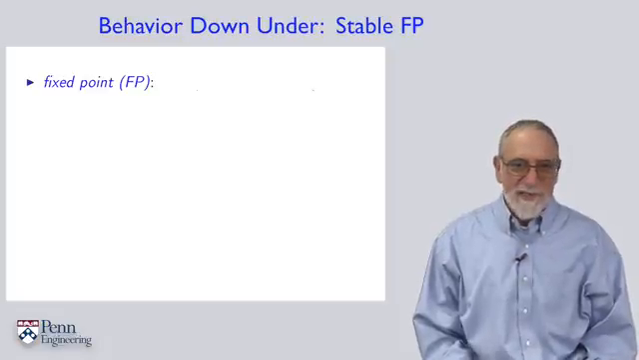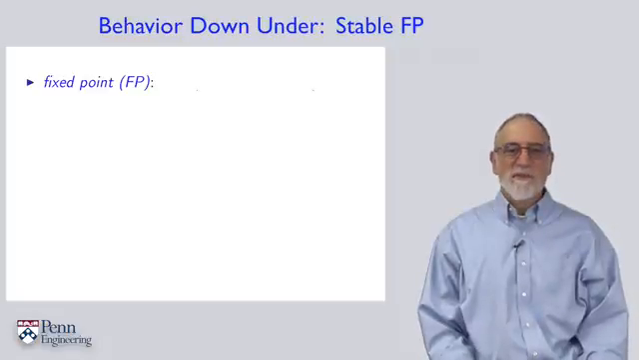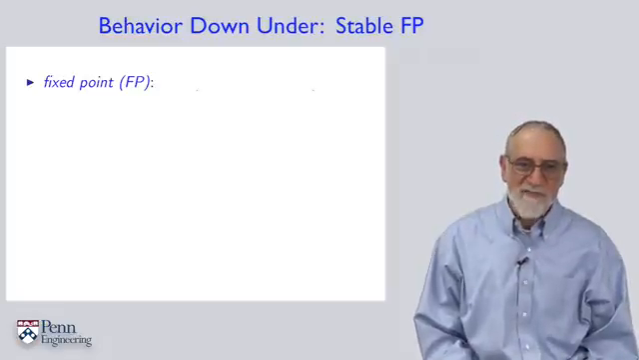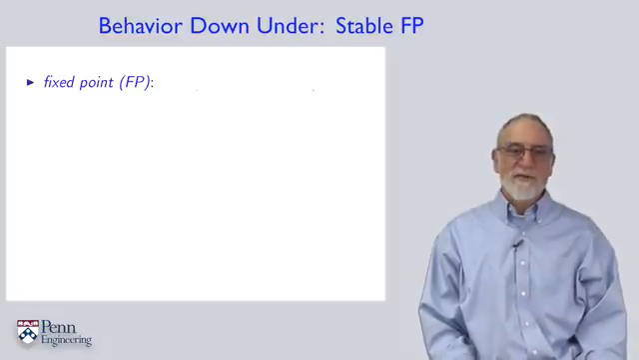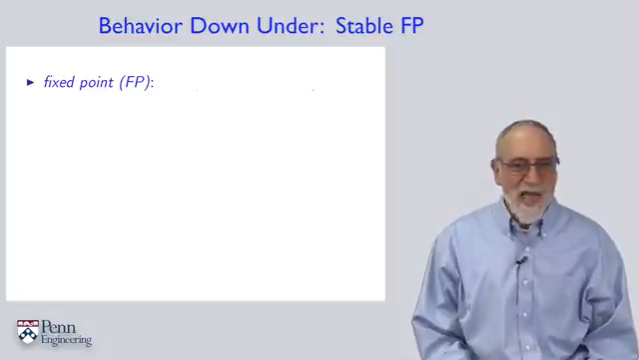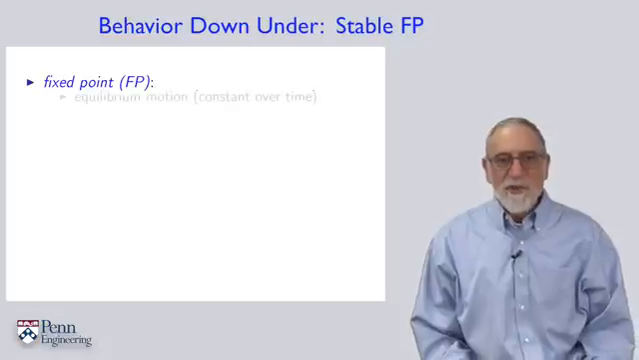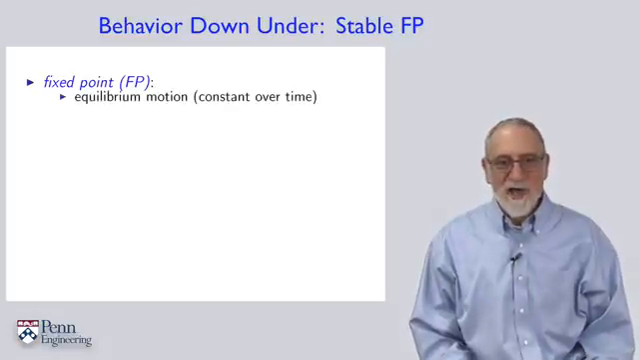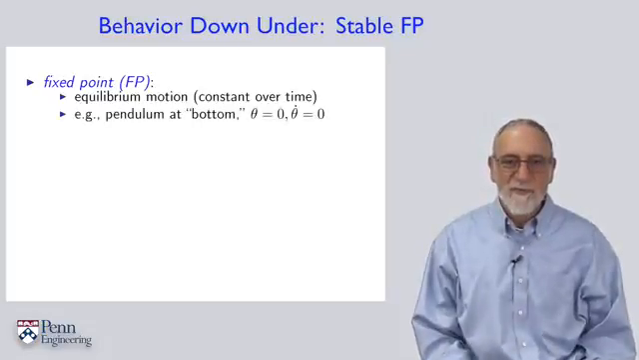In either case, the top behavior is unstable. The bottom behavior is stable. And we must now develop a mathematical way of thinking about and analyzing and talking about such different circumstances. Let's look at the behavior down under, a stable fixed point. The equilibrium motion, or the fixed point motion, is constant over time. Namely, if I start at theta equals 0 and theta dot equals 0, I'll stay there forever.